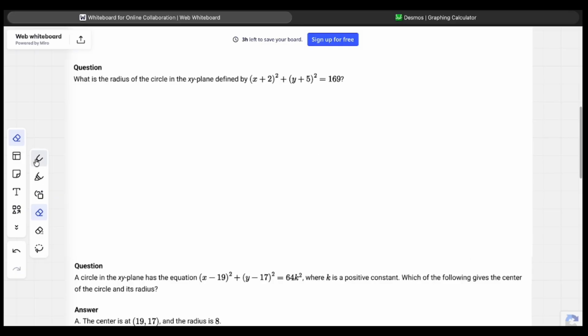Now on to question 3. The question is asking us, what is the radius of the circle in the xy plane defined by (x + 2)² + (y + 5)² = 169?